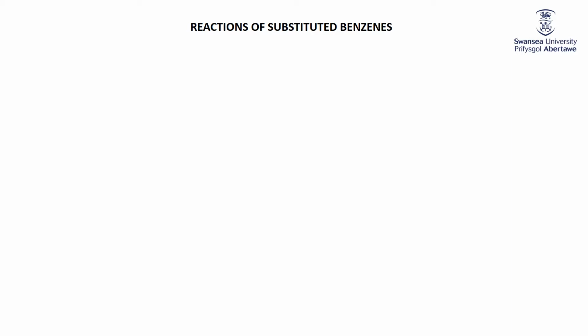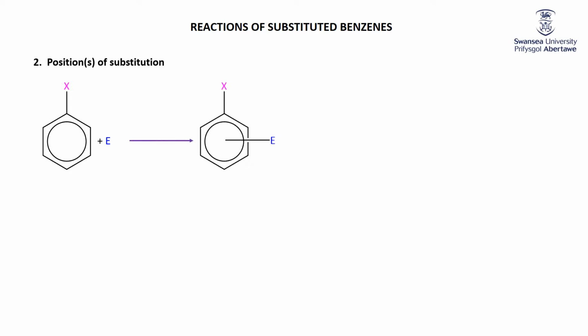Well, now I said that the second thing we had to consider was the regioselectivity, if there is any, the position of the substitution. So here is a substituted benzene. I've just got that X group on, whatever the substituent is, react it with an electrophile, and we know the electrophile is going to substitute for one of those hydrogens. The question is, which one?